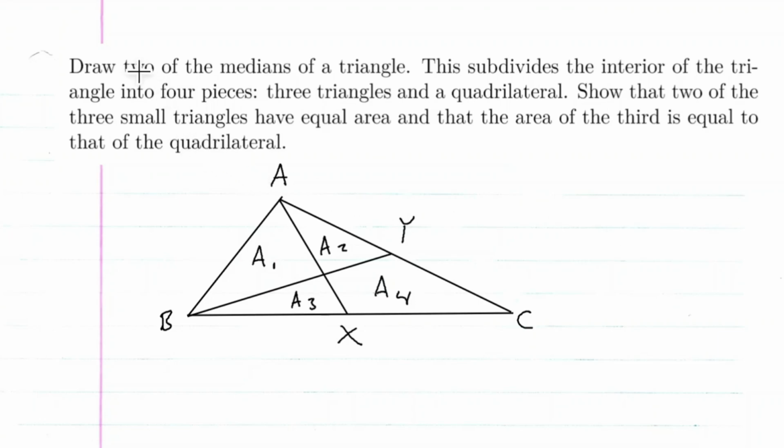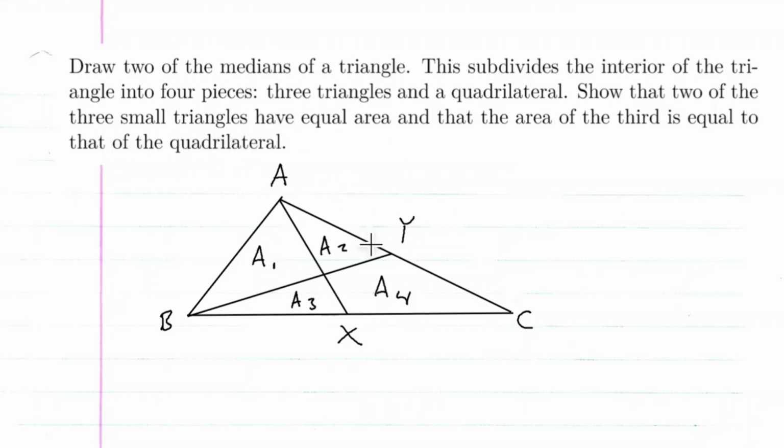Okay, so we're going to draw two of the medians of a triangle. This subdivides the interior of the triangle into four pieces, three triangles and a quadrilateral. Show that two of the three small triangles have equal area and that the area of the third is equal to that of the quadrilateral.